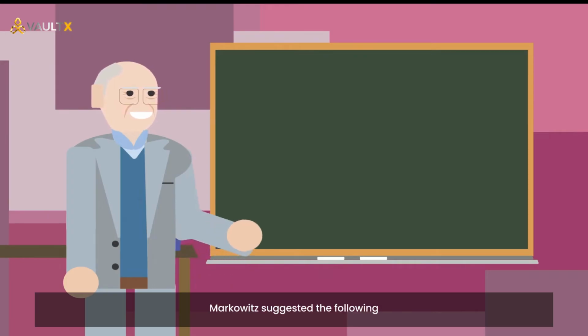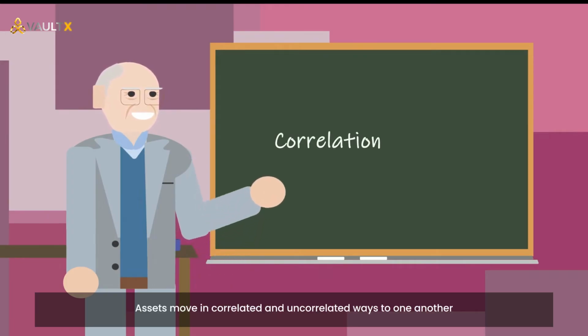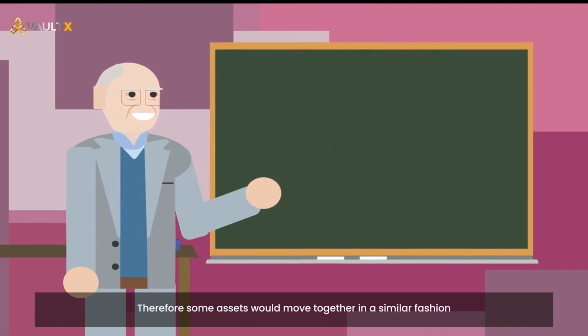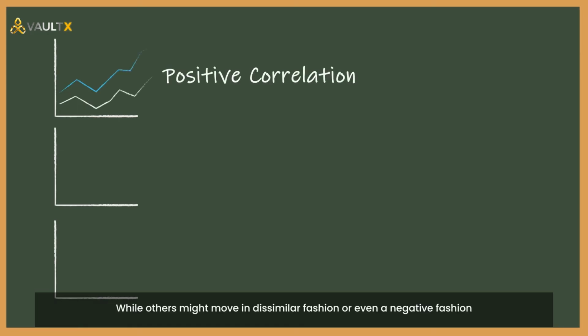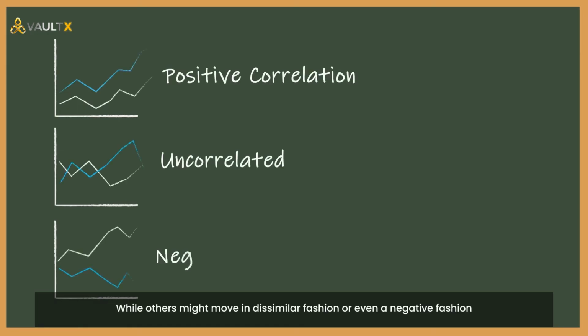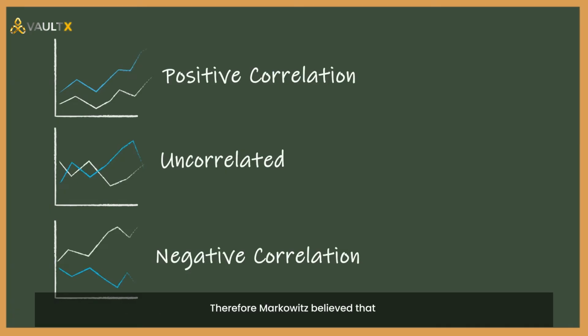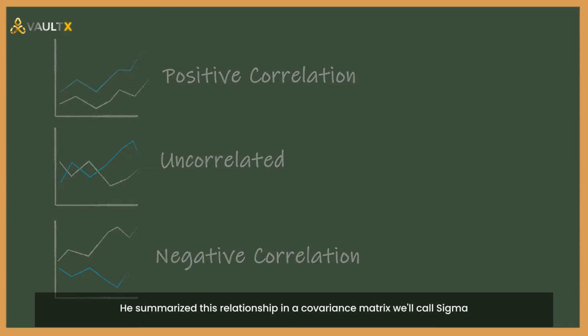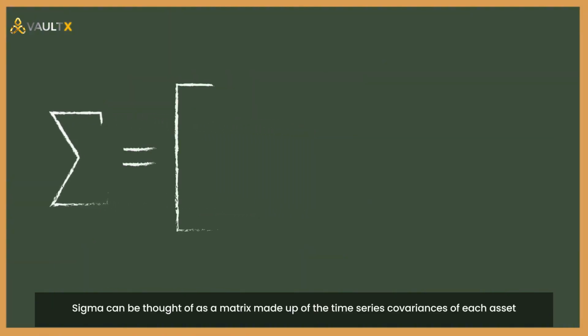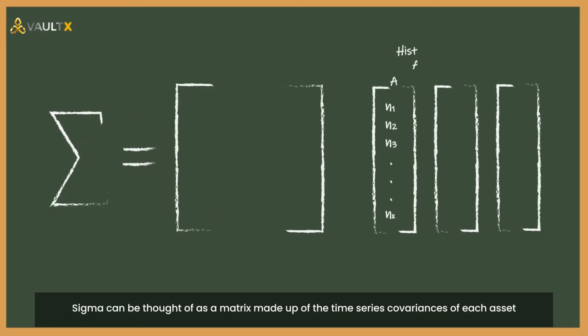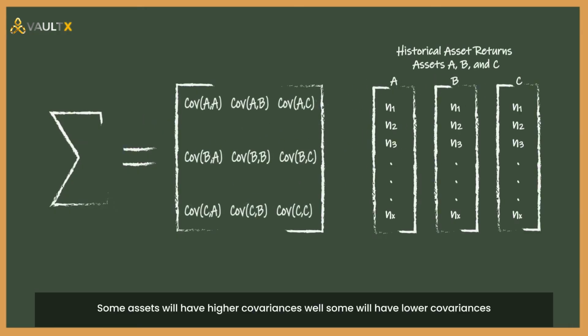Markowitz suggested the following. Assets move in correlated and uncorrelated ways to one another. Therefore, some assets would move together in a similar fashion, while others might move in dissimilar fashion, or even a negative fashion. Therefore, Markowitz believed that correlations and covariances between assets were important. He summarized this relationship in a covariance matrix we'll call sigma. Sigma can be thought of as a matrix made up of the time series covariances of each asset. Some assets will have higher covariances, while some will have lower covariances.